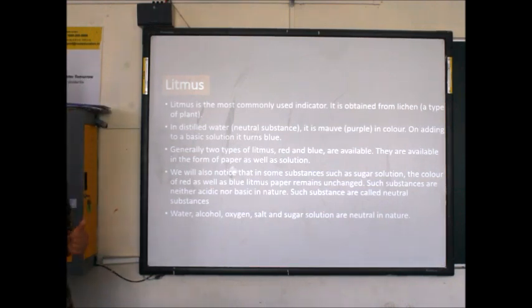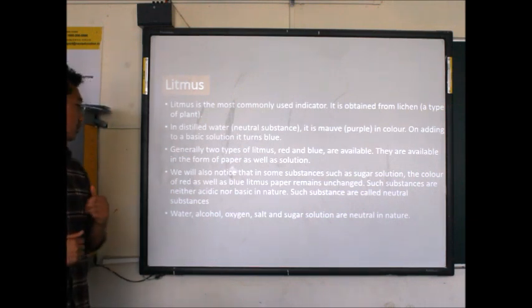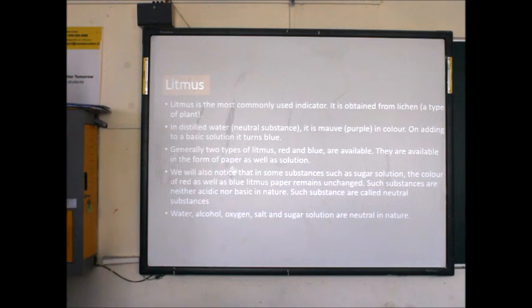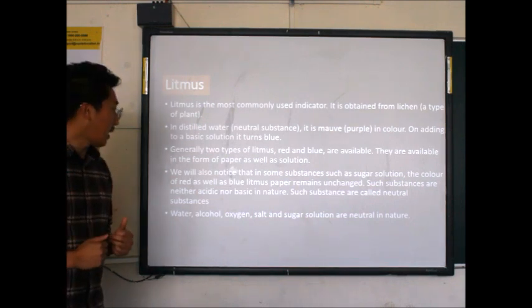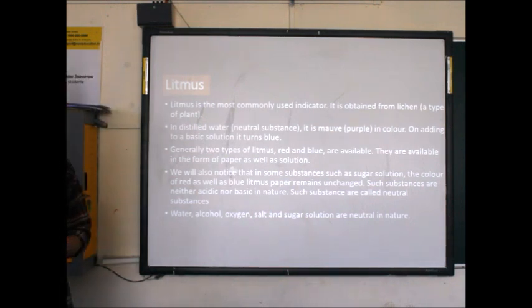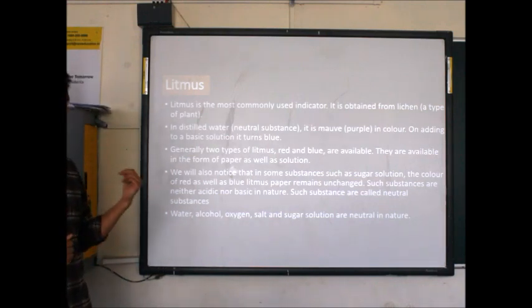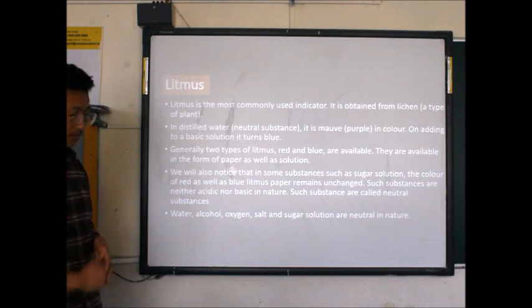Such substances are called neutral substances. Water, alcohol, oxygen, salt and sugar solution are neutral in nature. These types of substances will not change the color of the litmus.